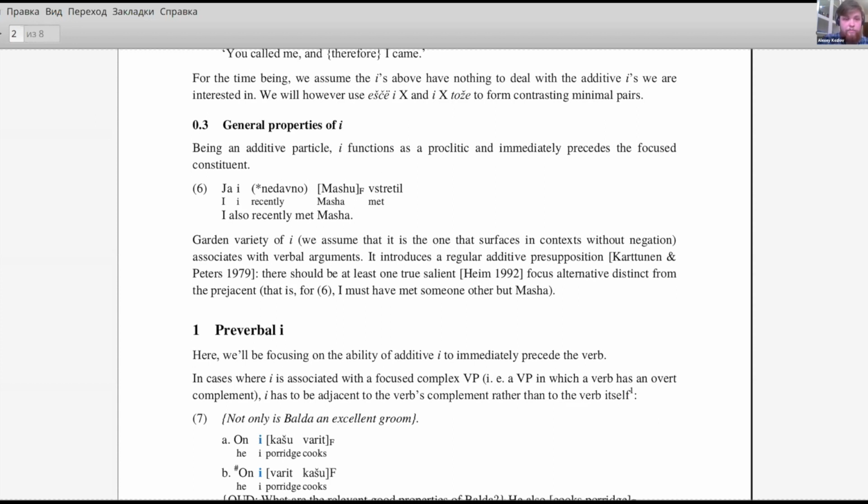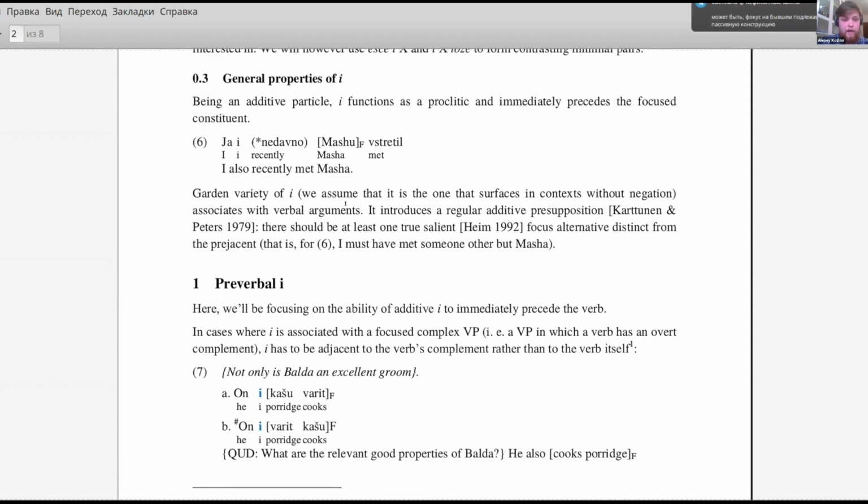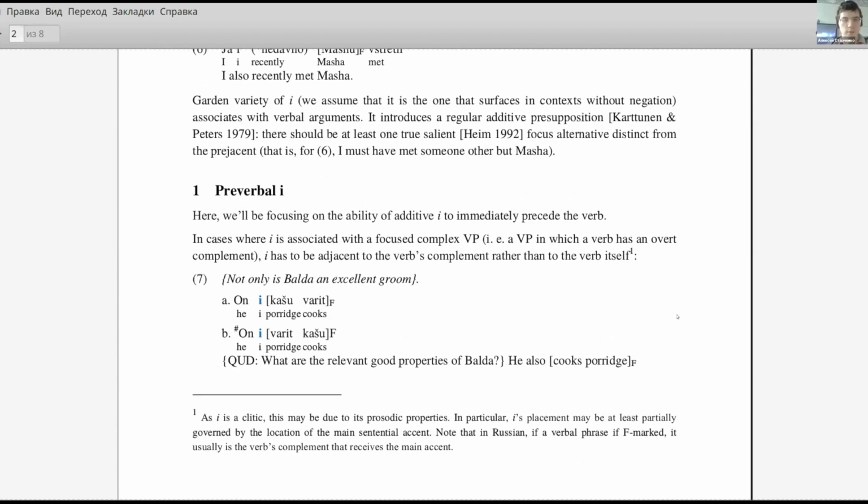But besides this garden variety, there are different Es that are also focus sensitive, also appear to be additive particles, but have different grammatical properties. We will be focusing on preverbal E, on the ability of additive E to immediately precede the verb. In cases where E is associated with a focused complex VP, like in context 7, E has to be adjacent to the verb's complement rather than to the verb itself. As E is a clitic, this may be due to its prosodic properties, its interaction with stress.